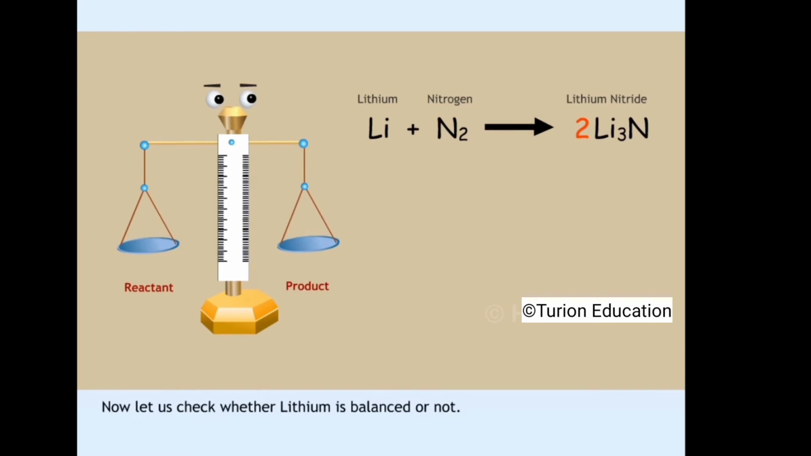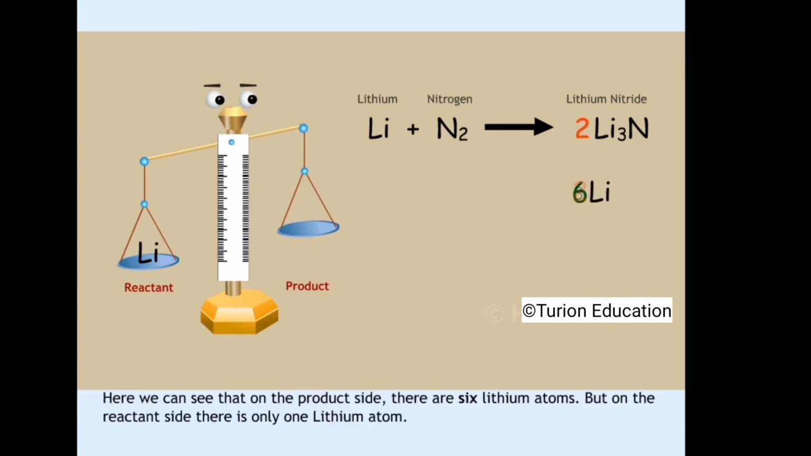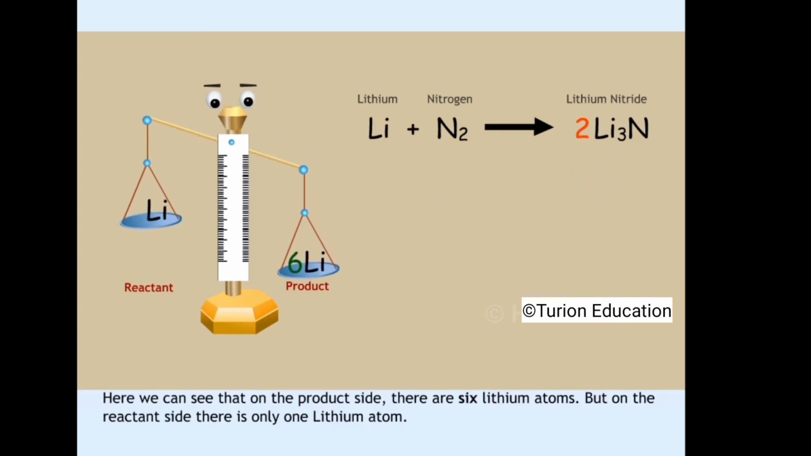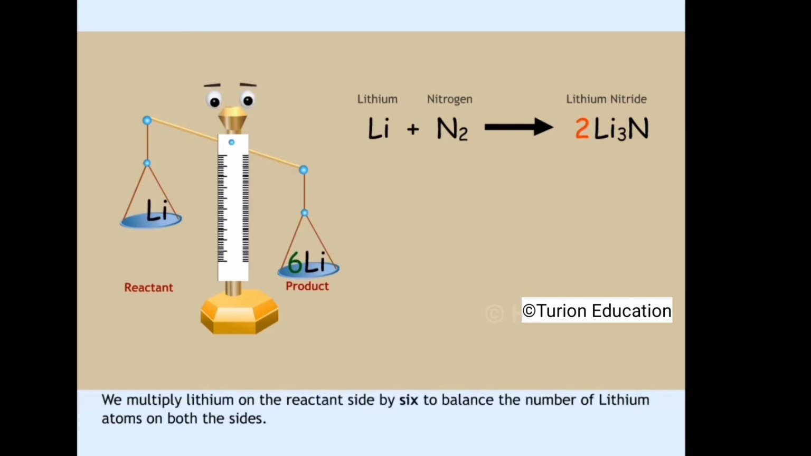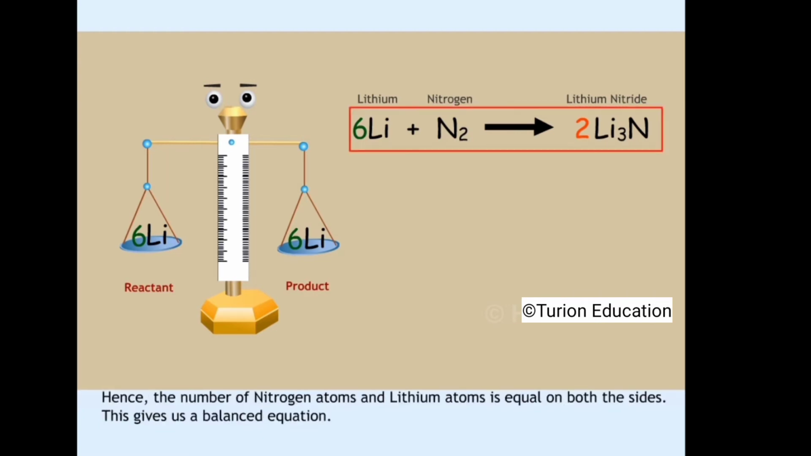Now, let us check whether lithium is balanced or not. Here we can see that on the product side, there are 6 lithium atoms, but on the reactant side, there is only 1 lithium atom. We multiply lithium on the reactant side by 6 to balance the number of lithium atoms on both the sides. Hence, the number of nitrogen atoms and lithium atoms is equal on both the sides. This gives us a balanced equation.